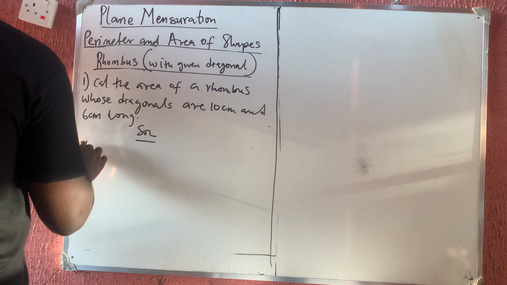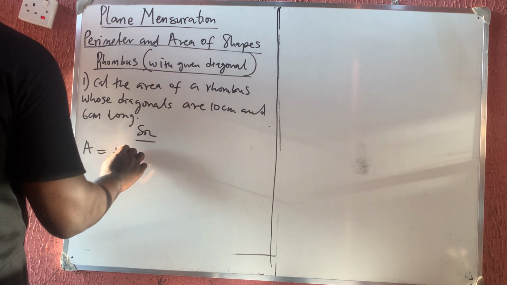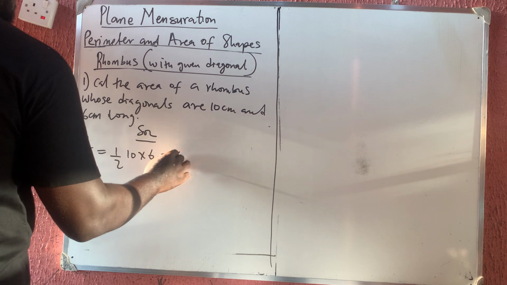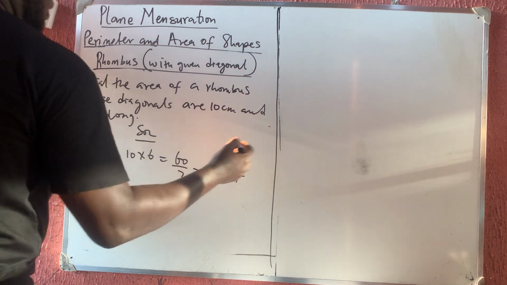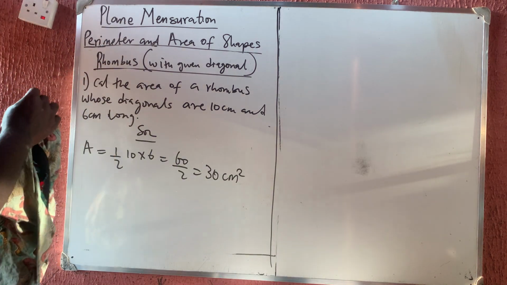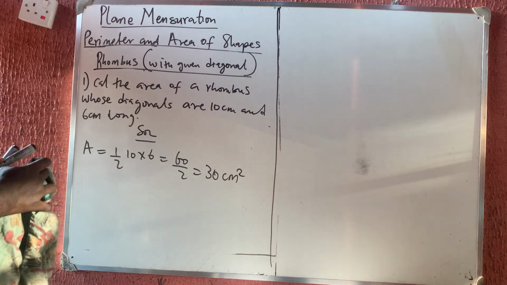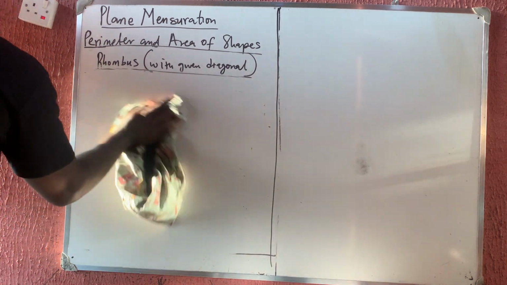Solution: the area is simply half of 10 times 6, which is 60 by 2, which is just 30 cm squared. It's very simple to solve. It is just half of the product of the two diagonals. That's just the area of a rhombus.